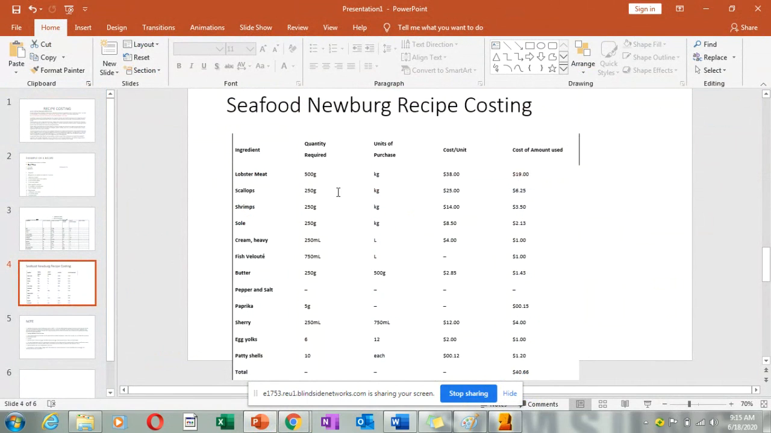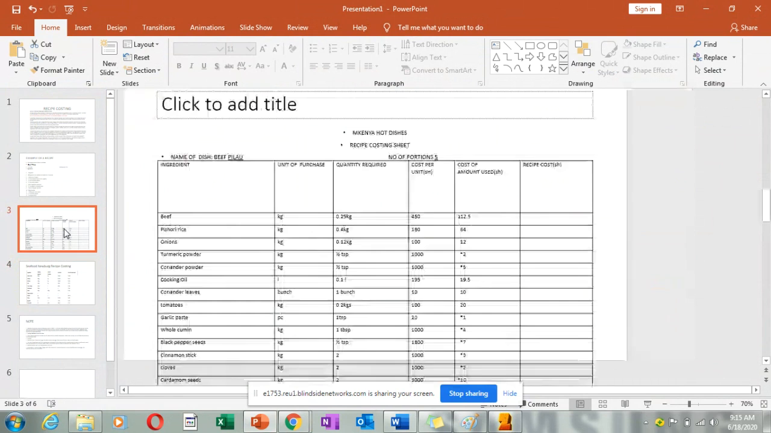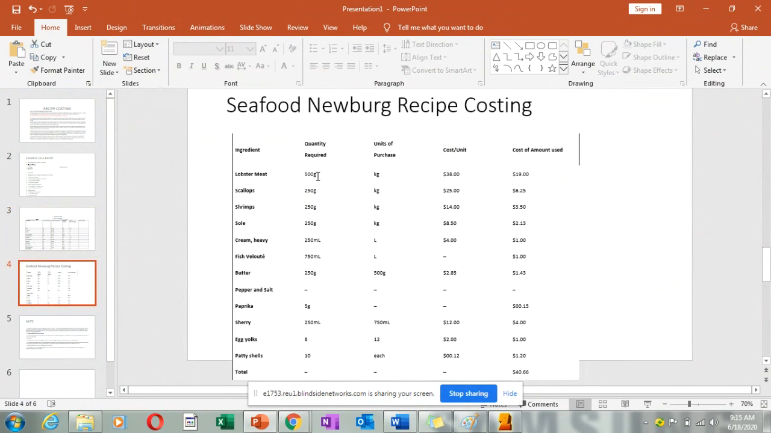If you look at the quantities required, they are now given in grams, and I've left that intentionally so that you can compare with the first one where we converted into kilograms. This is for easier calculation. It will be straightforward, taking 0.25 times 450, and you get that. Now, here we have given 500 grams as the quantity required. The unit of purchase is kilogram. The cost per unit, which is 1 kg, is $38. And that is going to give you $19, because it is half of that 38, isn't it?